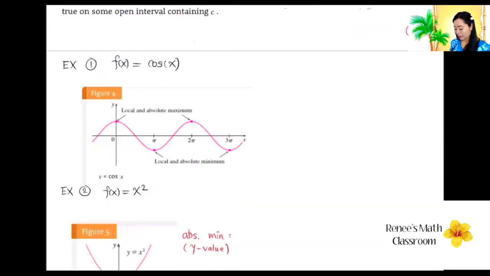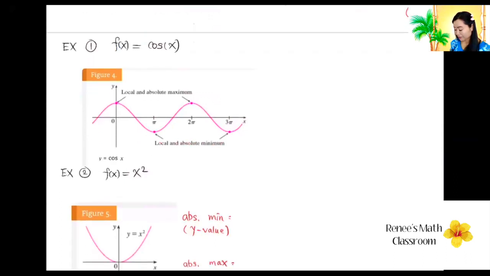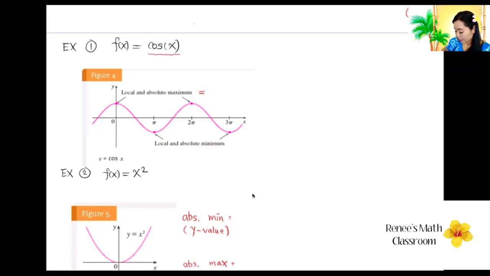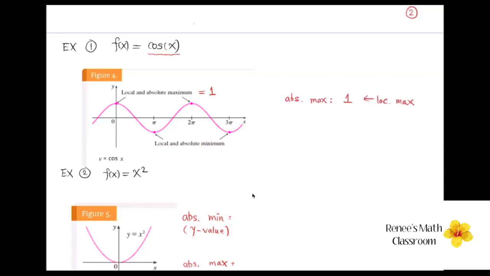Now let's take a look at this function. You see that the local and absolute maximum is equal to what? What's the local and absolute maximum? Is it f of 2 pi? F of 2 pi and f of 0. And what does it equal to? Is that 1? This is the function cosine x, right? Cosine of 2 pi is equal to 1, and cosine of 0 is equal to 1. So the absolute max over here is 1.